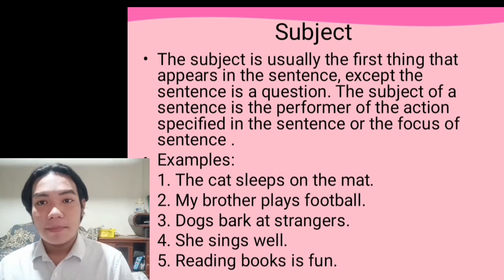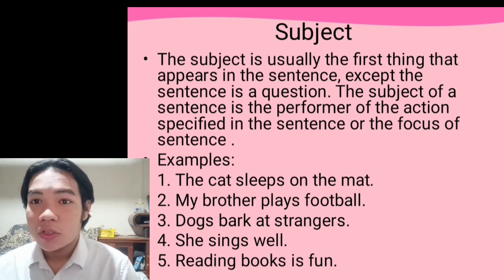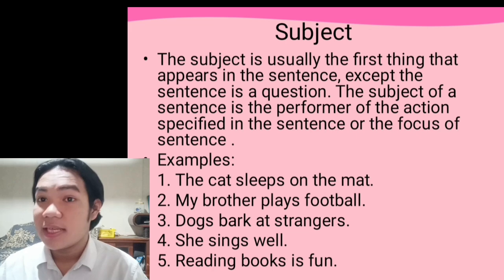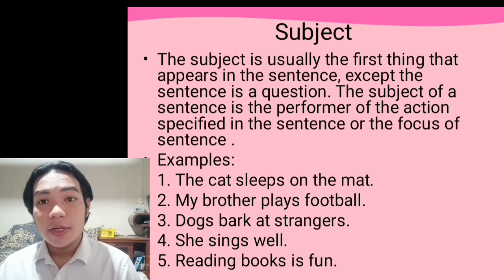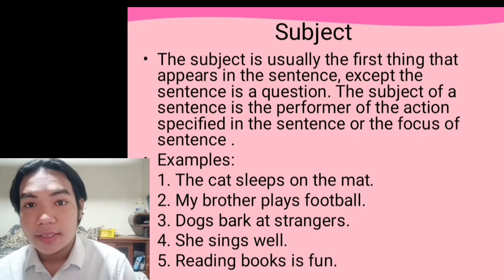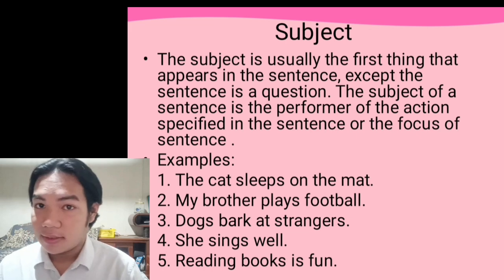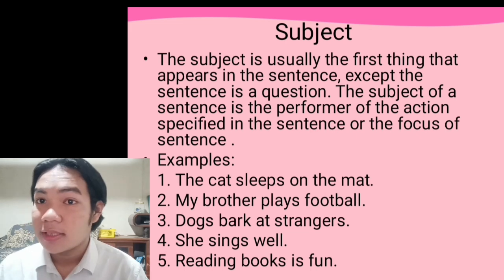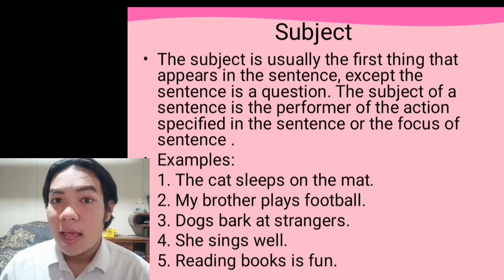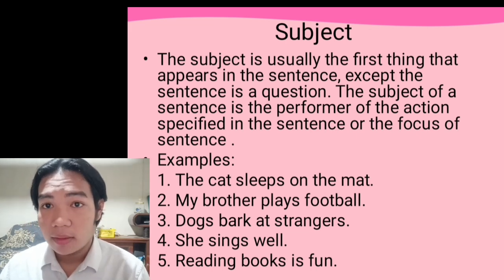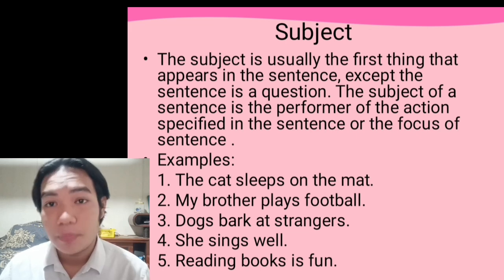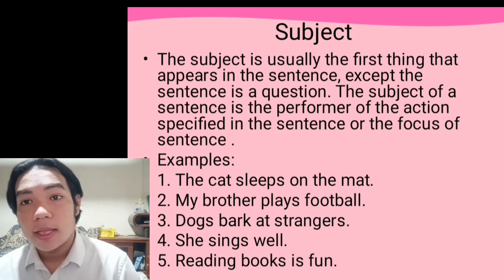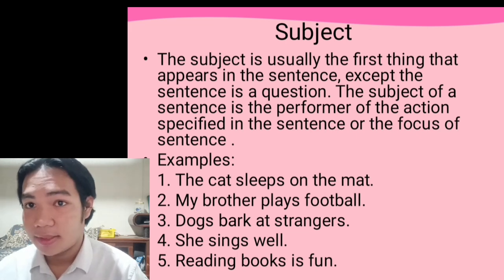For example, the cat sleeps on the mat. So the cat in the sentence is the subject, which is doing the action. My brother plays football. My brother is the subject in this sentence. Next, dogs bark at strangers. Dogs is the subject in this sentence. And next, she sings well. She is the subject, which is a pronoun. Reading books is fun. Reading books is the subject, a noun phrase.